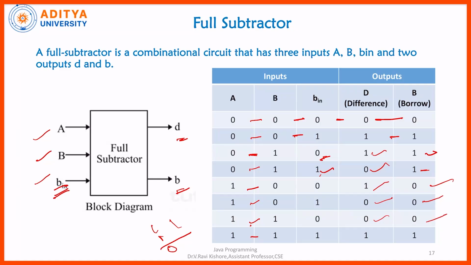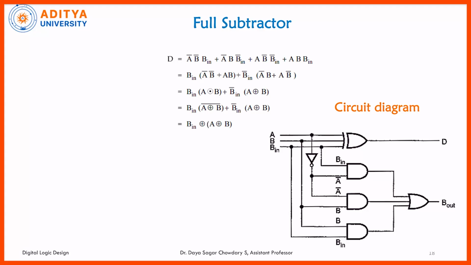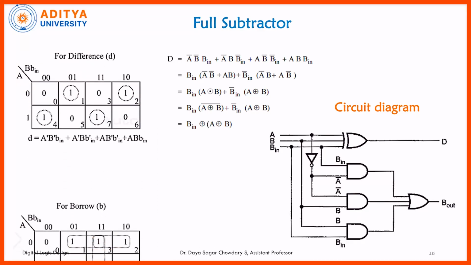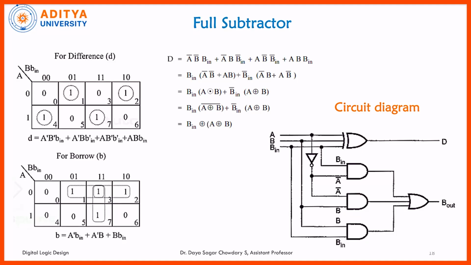Here 1 with 1, so the difference is 0. Now 0 with 1, again we know that both difference and borrow are ones. So this is the only reason we are using this particular full subtractor for this particular block diagram, full subtractor truth table. So same full subtractor truth table. After getting the full subtractor table, we have to use the K map for both borrow and difference.